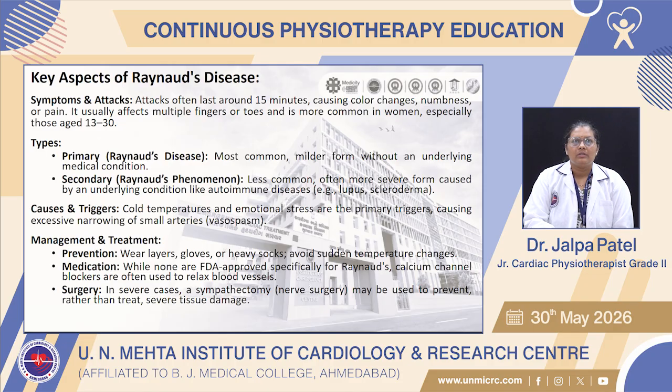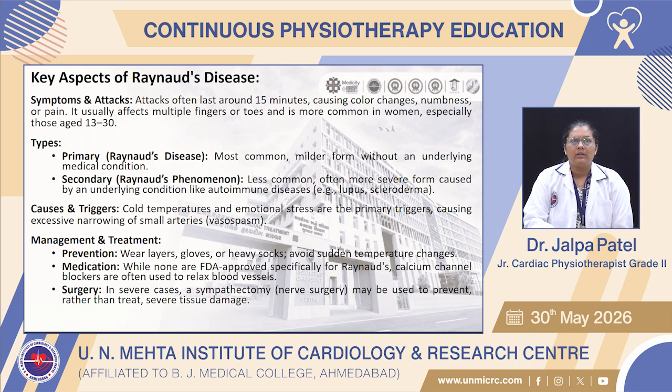Key aspects of Raynaud's disease: symptoms and attacks. Attacks often last around 15 minutes, causing color changes, numbness or pain. It usually affects multiple fingers or toes and is more common in women, especially those aged 13 to 30 years. There are two types: the first is primary and the second is secondary Raynaud's phenomenon. Primary is the most common and milder, and secondary is less common and more severe, caused by an underlying condition like autoimmune disease.